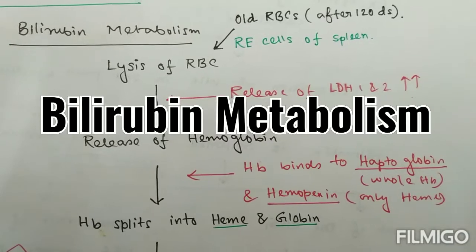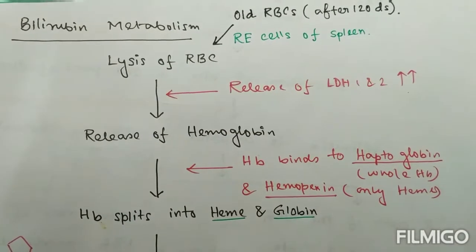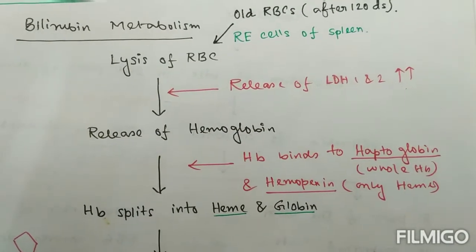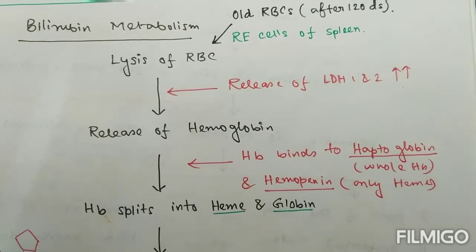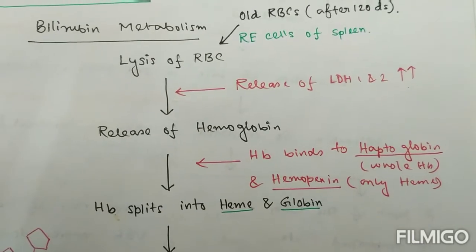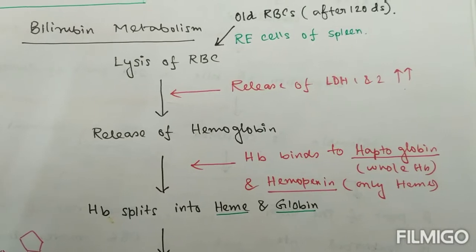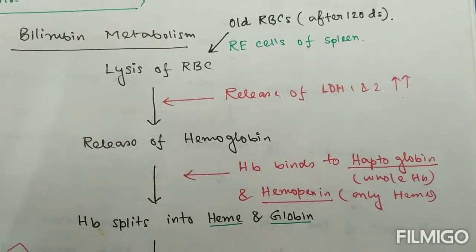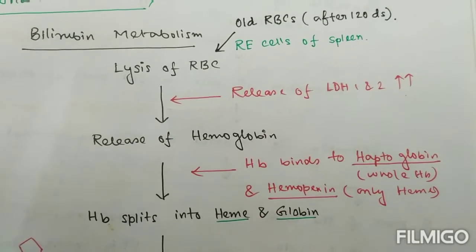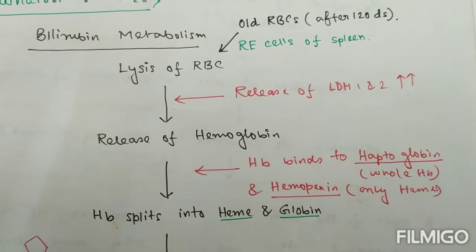Today we'll look at bilirubin metabolism. This is the single most important topic related to any further discussion of the hepatobiliary system or hematology in medicine or pediatrics. So we all know RBCs have a normal lifespan of 120 days.